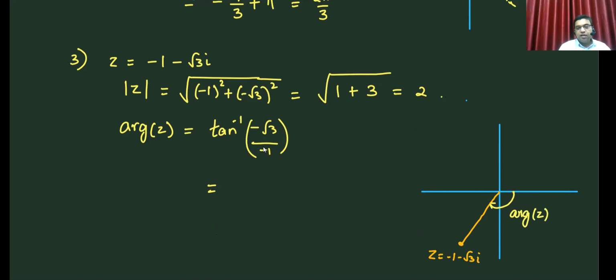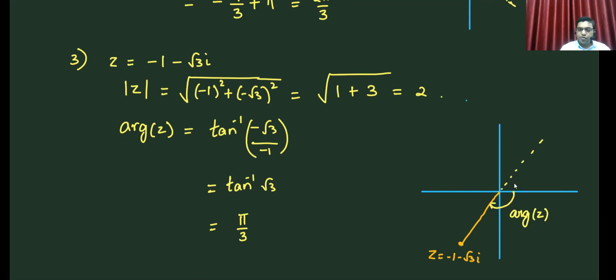However, you get here tan inverse of root 3. Tan inverse of root 3 gives you the angle in the first quadrant because it's positive. Tan pi by 3 gives root 3, so tan inverse of root 3 is pi by 3. However, the angle you need is in the third quadrant, so it has to lie between minus pi by 2 and minus pi. So what do you do? You have got this angle.